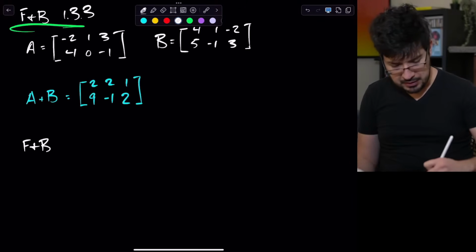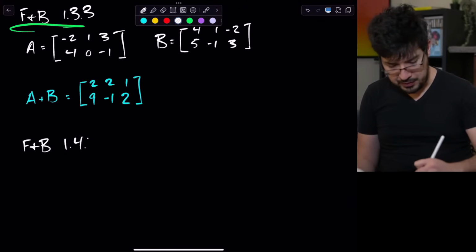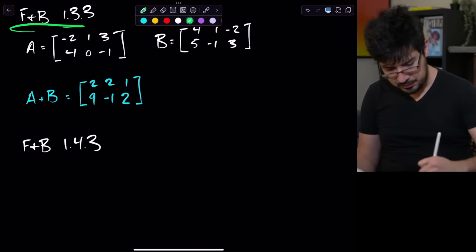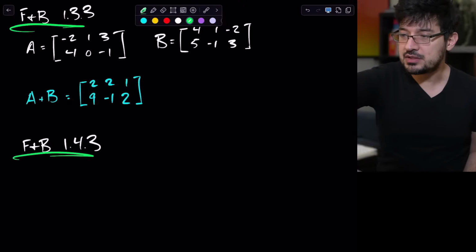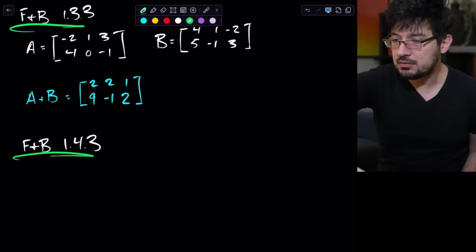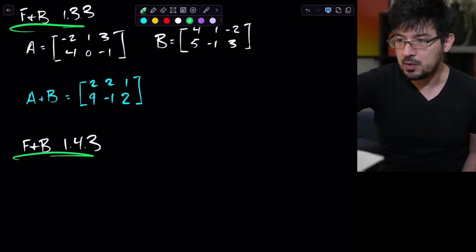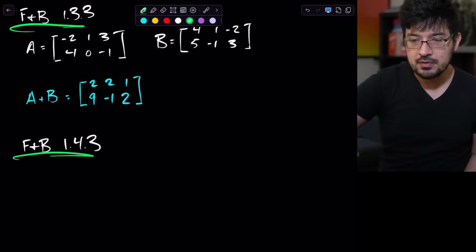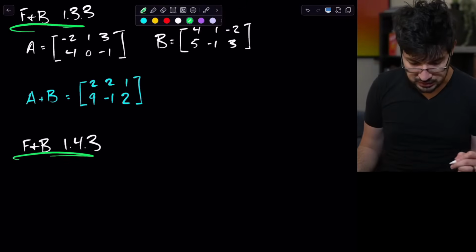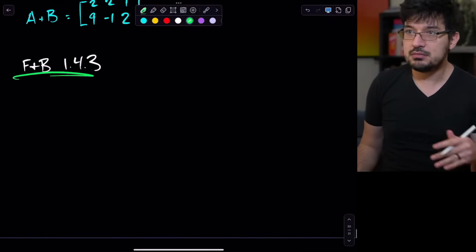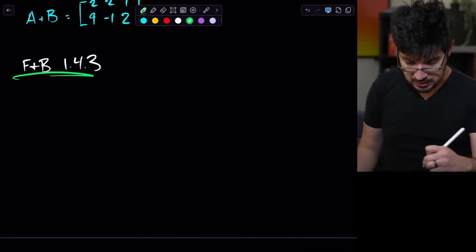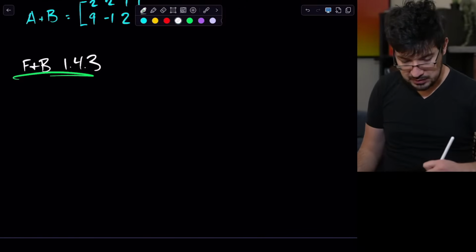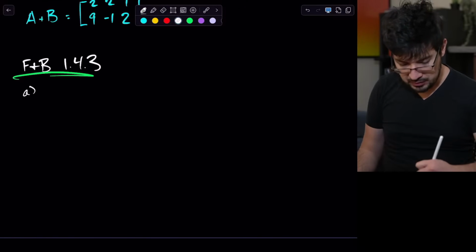Fraleigh and Beauregard 1.4.3. These problems are still easy, but even in these sections, the problems will get harder later as we do more and more laps through this book. The first problems in a math book are usually just getting you to learn the definitions and the basics. This one is already going to get a little gnarlier.